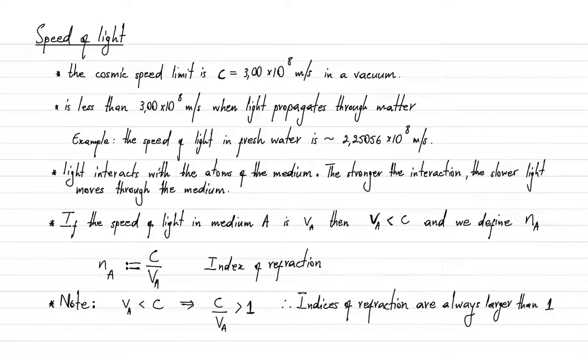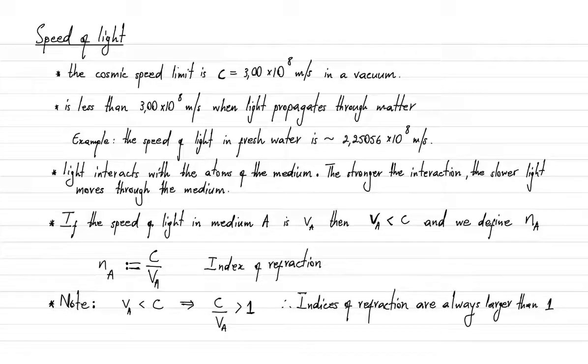Okay, again, the speed of light in any medium will always be less than the speed of light in a vacuum. This allows us to define a ratio. This ratio is known as an index of refraction. The index of refraction is defined as the ratio of the speed of light in a vacuum divided by the speed of light in that particular medium.